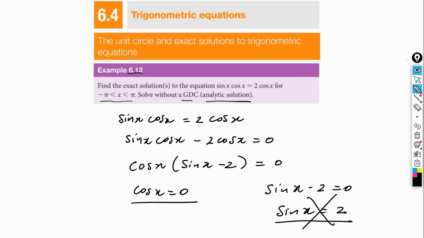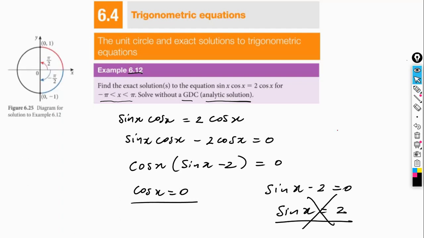So where is cosine of x equal to 0? For this, we need to use the unit circle. So here we have to be careful with the interval. Notice that it says from minus pi to pi. So that means from minus pi, which is over here, this is minus pi, to pi, and going counterclockwise, starting at minus pi, we end up at the same point here, pi.